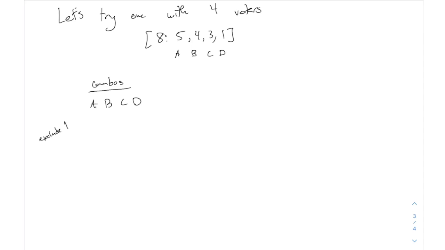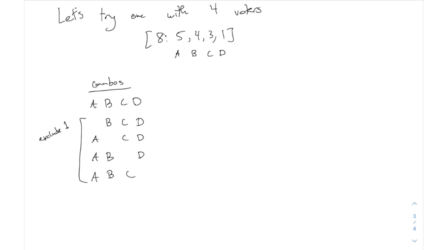And next, I'm going to write down all the ones which exclude one person. I could exclude the A, I would get B, C, D. I could exclude the B, I get A, C, D. I can exclude the C, I got A, B, D, right? Or I could exclude the D, I get A, B, C. All right, those are the ones which exclude one of them.